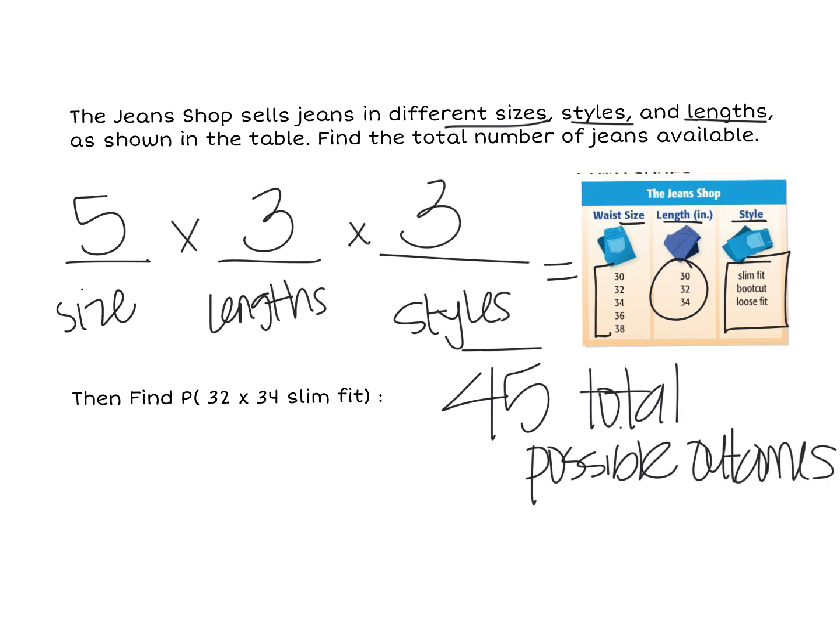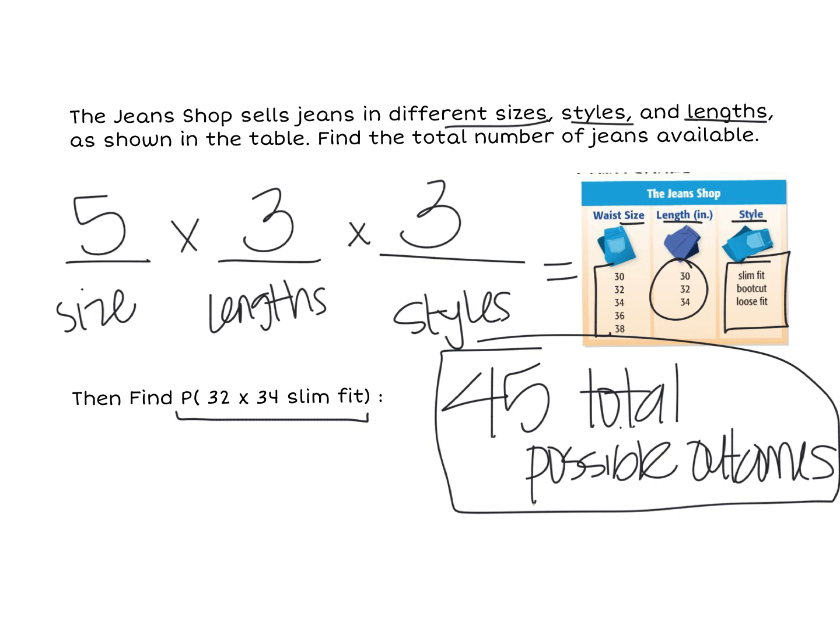So again, remember this is the sample space. The sample space is how many total possible outcomes are there. And then find the probability of getting a 32 by 34 slim fit. So 32, 34 slim fit is just one of the choices out of the 45.